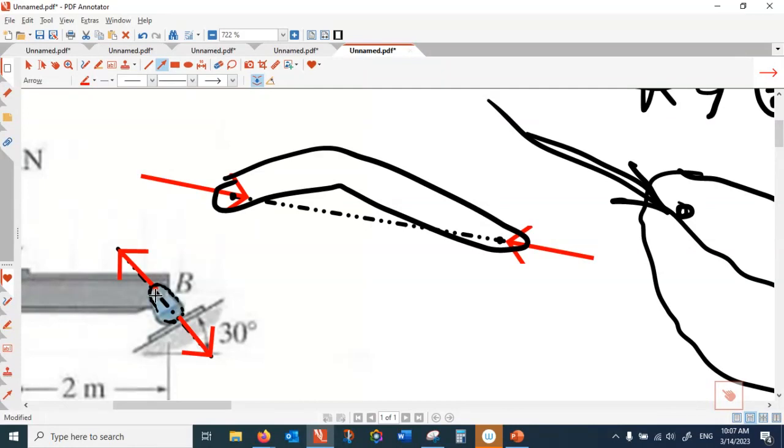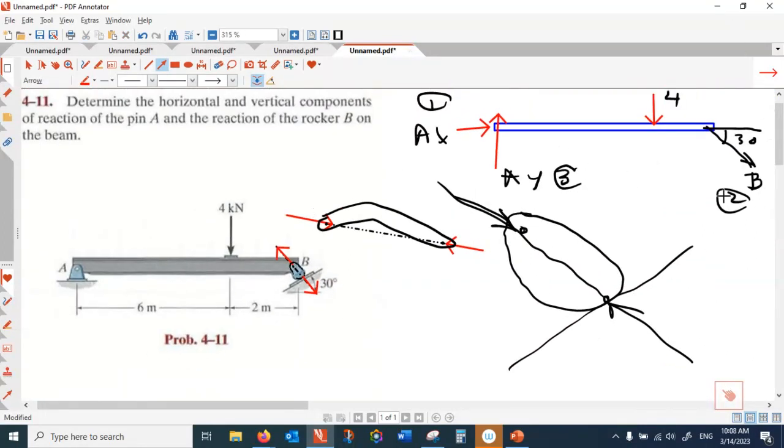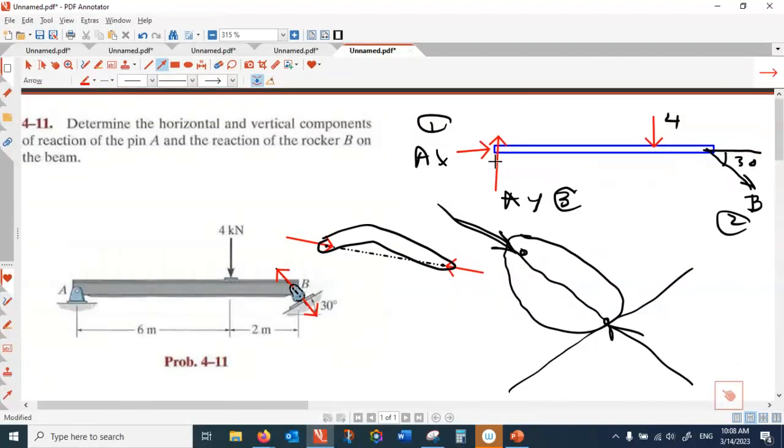If this force is acting at B to the rocker, the very same force with the opposite direction would be applied to the beam, the horizontal member. So when I isolate the beam itself, I put the same force in the opposite direction. Third law of Newton, action, reaction. The force which is acting on the beam here, same magnitude, opposite direction, is applied to the adjacent member, which is AB. So we transfer the force from this to the next member. And now we try to solve that free body diagram.